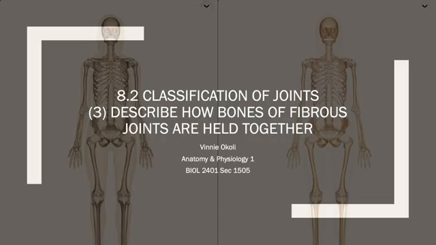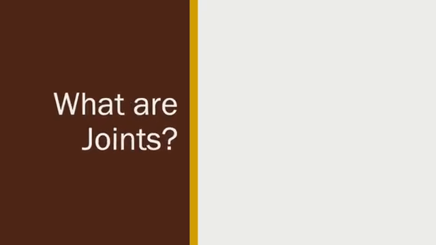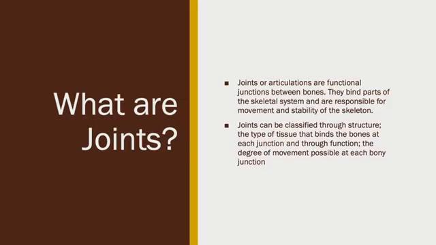Number 3, describe how bones are held together by fibers. Now first off, what are joints? Joints, or articulations, are functional junctions between bones. They bind parts of the skeletal system and are responsible for movement and stability of the skeleton. Joints can be classified two ways: through structure, which is the type of tissue that binds the bones at each junction, and function, which is the degree of movement possible at each bony junction.